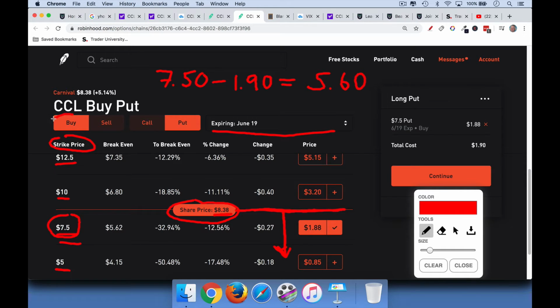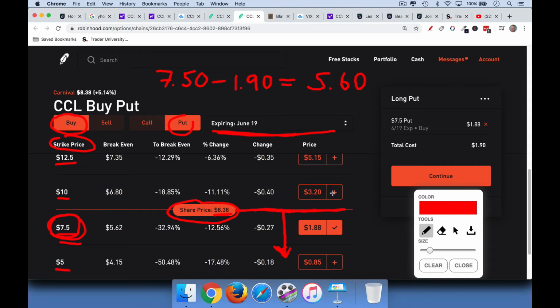So we're going to click the buy button here because we're buying a put. We could also be buying a call. We could be selling a put. We could be selling a call. But in this case, we're going to be buying a put that expires June 19th. And we're going to be looking at the $7.50 puts simply because that's the strike price that's immediately below where the stock price is currently trading.